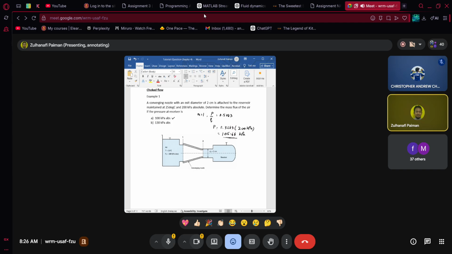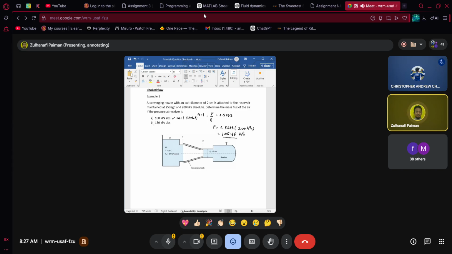Okay, I repeat once again. For question A, the pressure at receiver is 100 kilopascal, and 100 kilopascal is less than 105.66 kPa. So it means that the flow is choked and Mach number is equal to 1. So for case A, Mach number is equal to 1 and the flow is choked.